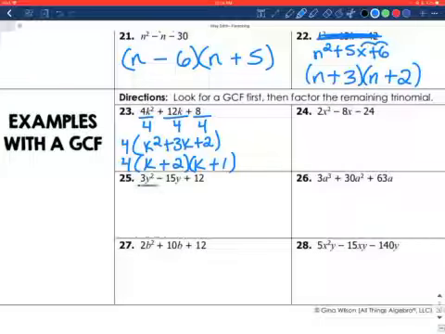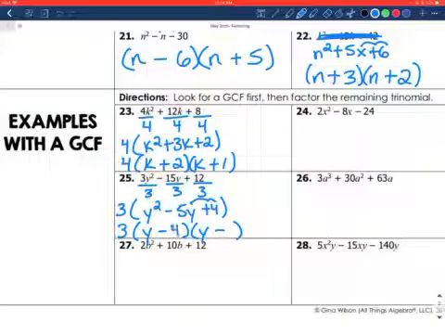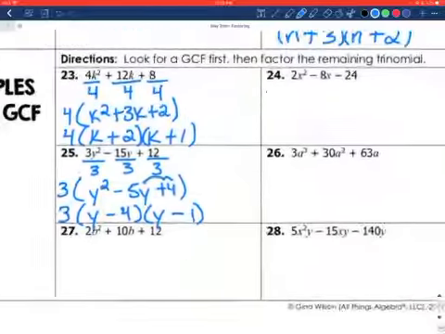All right, for number 25, we can divide each of these by 3. And that will leave me with y squared minus 5y plus 4. Leave the 3 there, set the 2 sets of parentheses, drop your first sign, second sign tells you they're the same, and factors of 4 that add to give you 5 are 4 and 1.